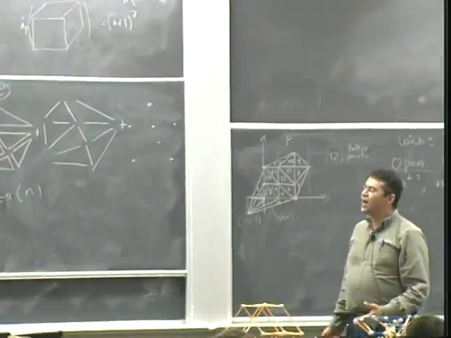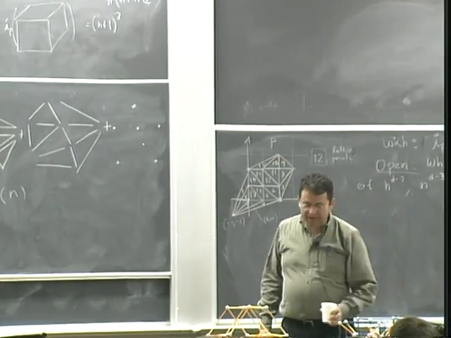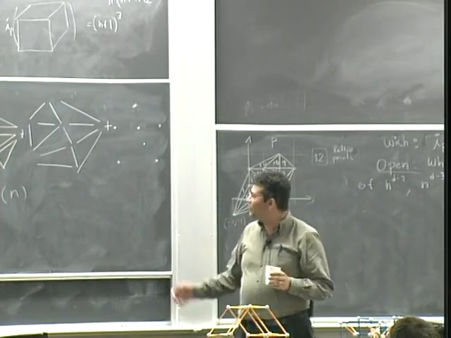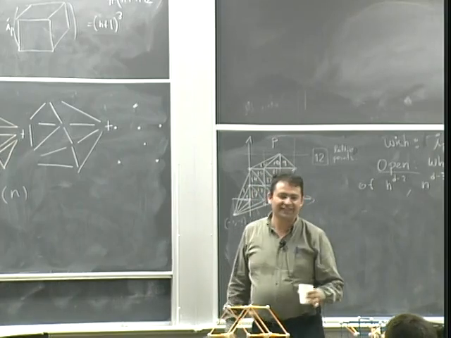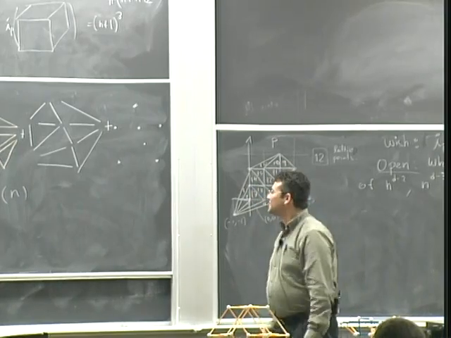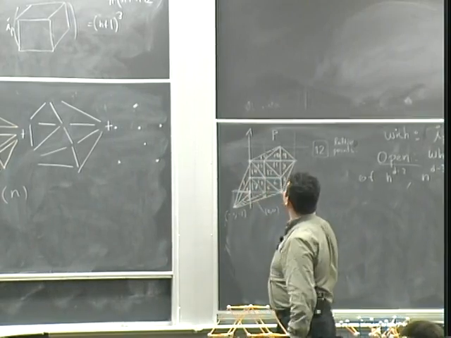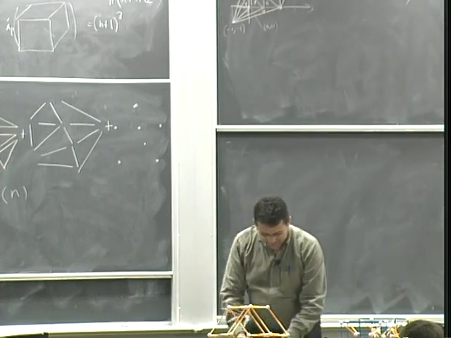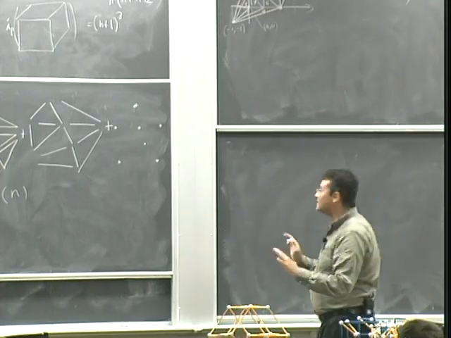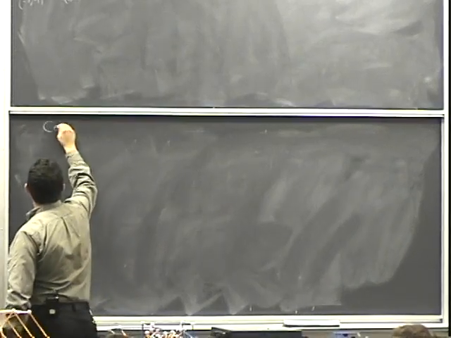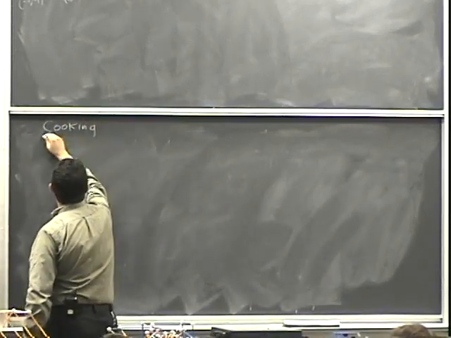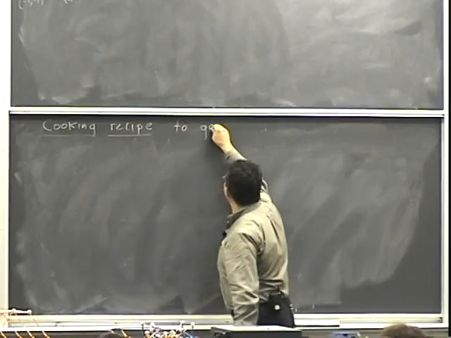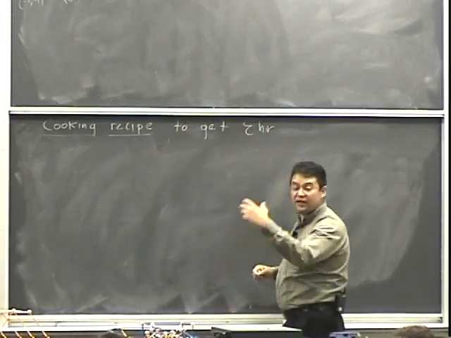But okay, so how am I going to do it? To make a long story short, I'm going to tell you my grandma's recipe for getting the polynomial of a simplex. That's all. So what does my grandma tell me? Okay, here's really a cooking recipe, you know. So here's a cooking recipe to get the Ehrhart polynomial of an integral simplex.